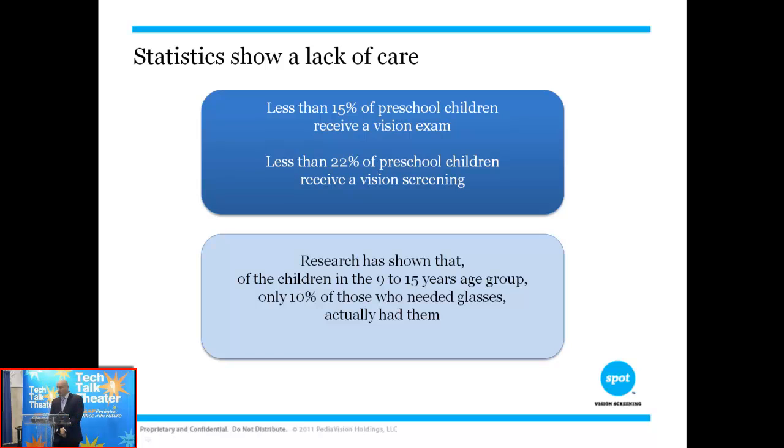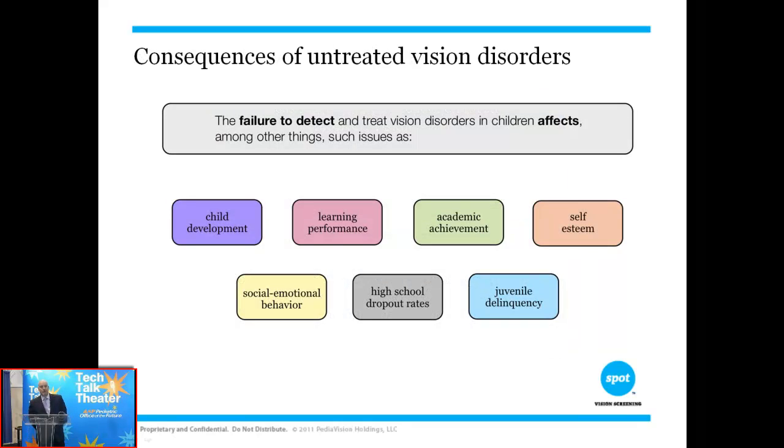The scary part is, of all the children in the 9 to 15-year-old age category, only 10% of those that need glasses actually have those glasses. So what are the consequences of not providing care to children and getting them what they need for their vision? The failure to detect and treat those disorders affects, among other things, issues such as child development, learning performance, academic achievement, self-esteem, social emotional behavior, high school dropout rates, and juvenile delinquency.